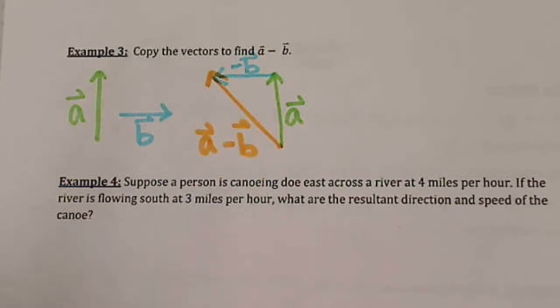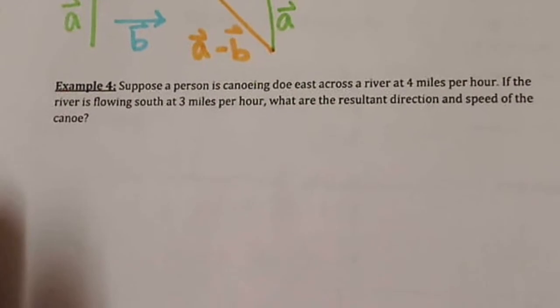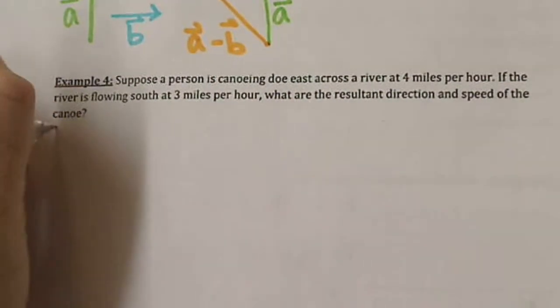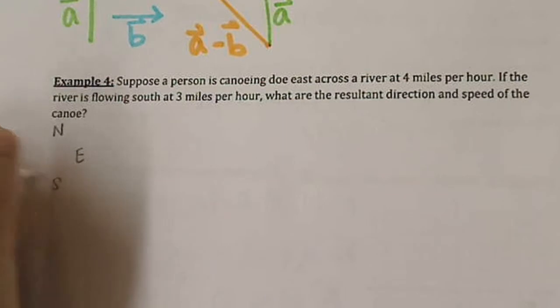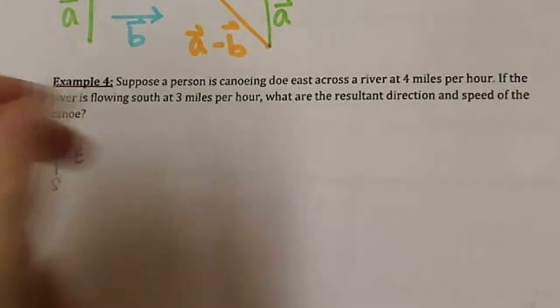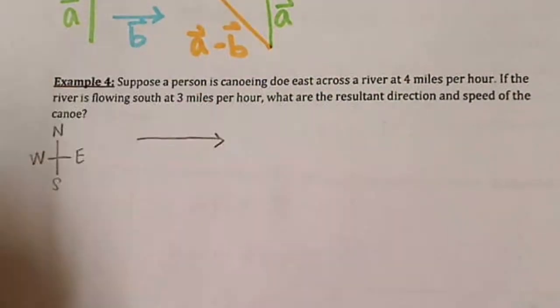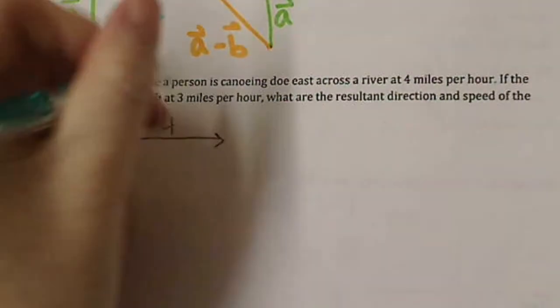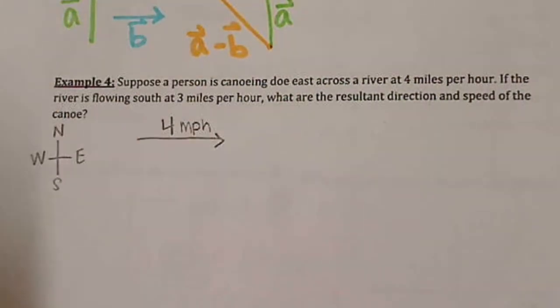It really helps to use highlighters. Okay, example 4. You got to know your directions. If you don't, never eat soggy worms, Wheaties, whatever you have nicknamed it. It says, suppose a person is canoeing due east across a river at 4 miles per hour. So east is to the right. So I'm going to draw a vector east, and it's going 4 miles per hour. Remember, that is the magnitude, that's the length, the speed.